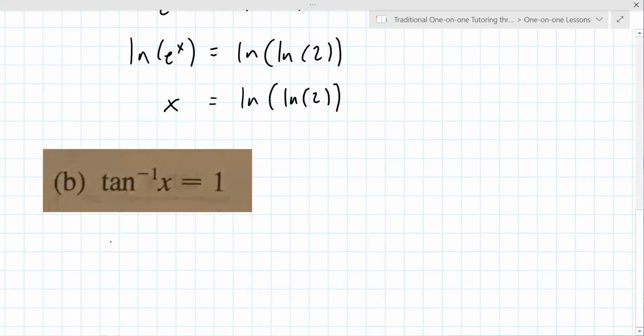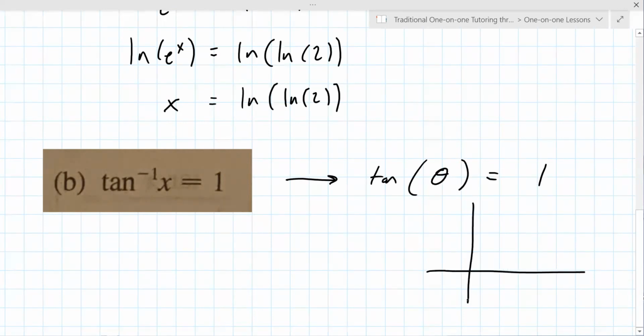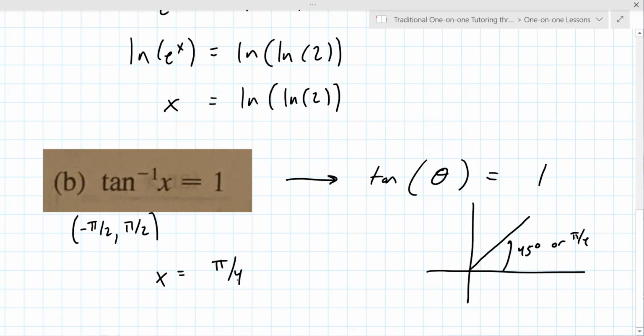So this is really asking the tangent of what angle equals 1. And so there are 2 options here. 45 degrees or pi over 4 in the first quadrant is true, but arctangent is only valid from minus pi over 2 to pi over 2. So our answer has to be in the first quadrant here. So again, there's no ln. I don't quite get it, but that's what it is.